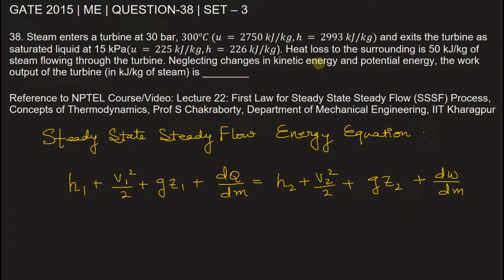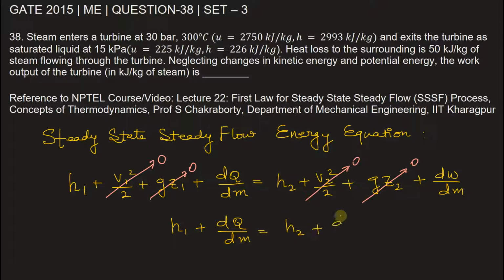Now in the problem it's given that we have to consider that the kinetic energy is 0 and the potential energy is 0. So we need to neglect these two. Also, 1 represents the inlet condition and 2 represents the exit condition. So from here we can write H1 plus dq by dm is equal to H2 plus dw by dm.